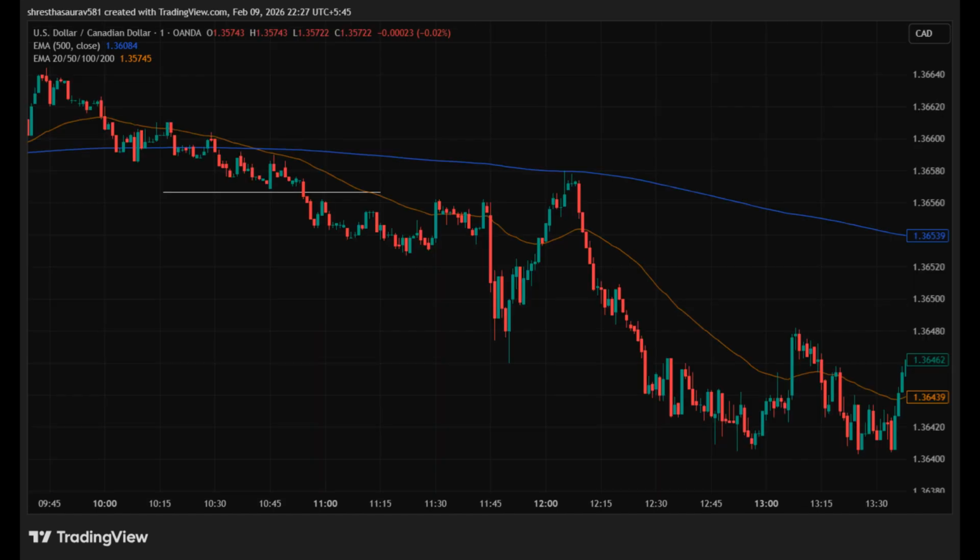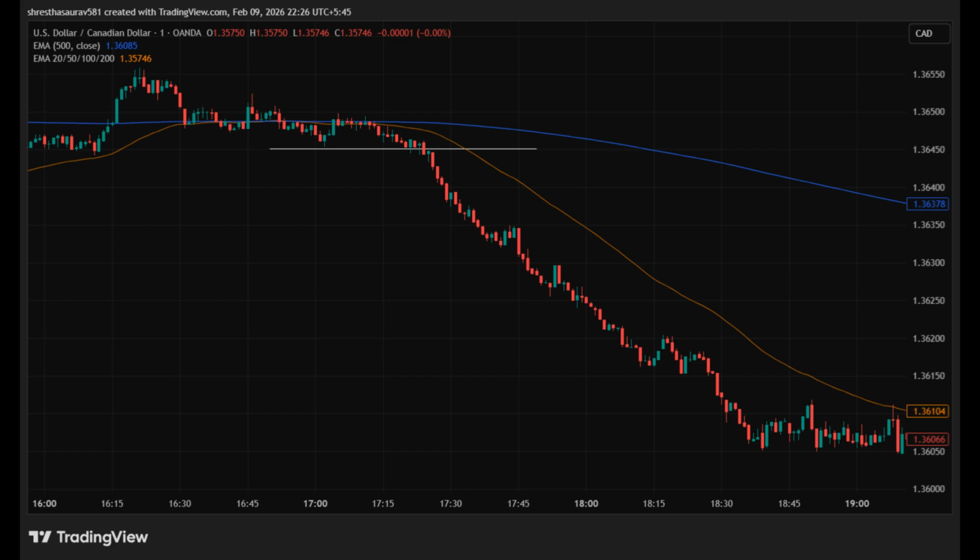This is US dollar versus Canadian dollar. Clearly it seems that price is in a downtrend, and the price is below the EMA 500 level. Price is bearish but not strong bearish. This is US dollar versus Canadian dollar. The price is clearly below the EMA 500 level. Price is in a strong bearish trend. Price has not even touched the EMA 50 level.